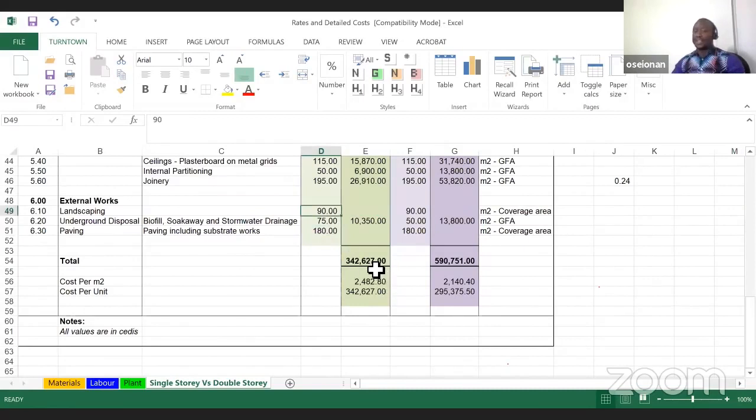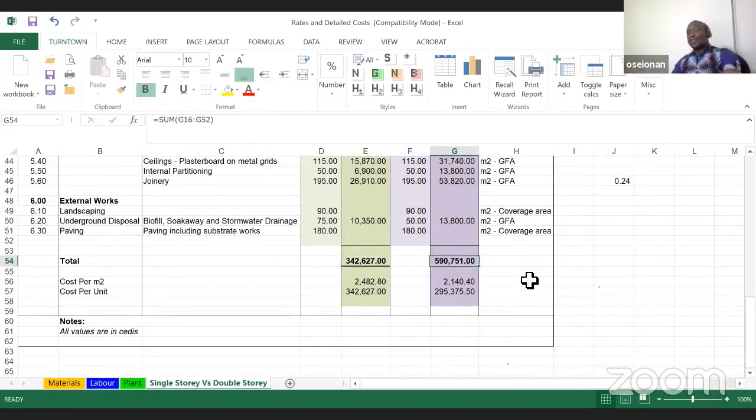In total, if you're looking at a single story, you're looking at about 342K, including all the external works but without the fence wall. I've not included the fence wall here because it varies. The size of the land will determine the fence wall cost, and which kind of fence wall you want to put there. The bigger the land, the longer the fence wall, and therefore I've not included it. So this includes everything that you need to do in the house except the fence wall, including landscaping and everything.